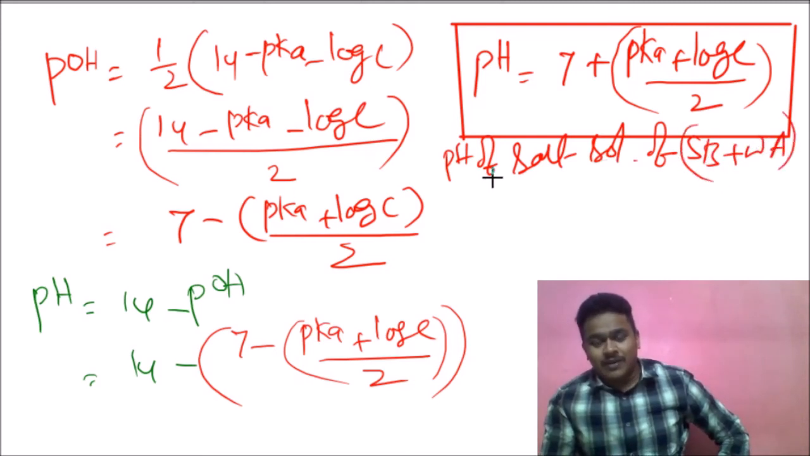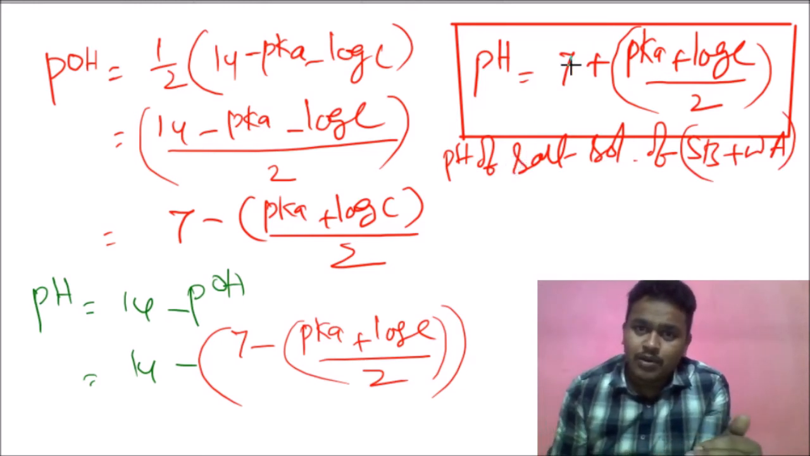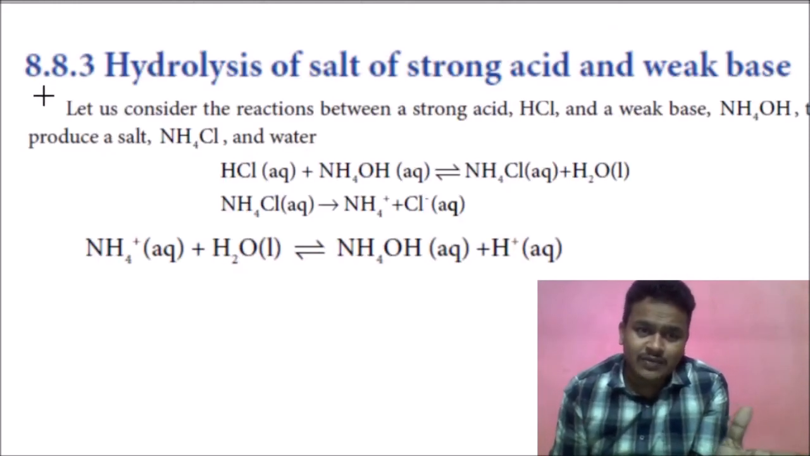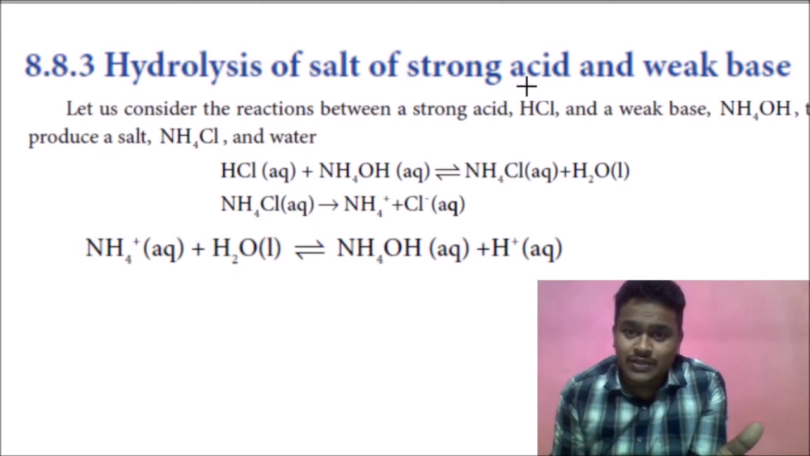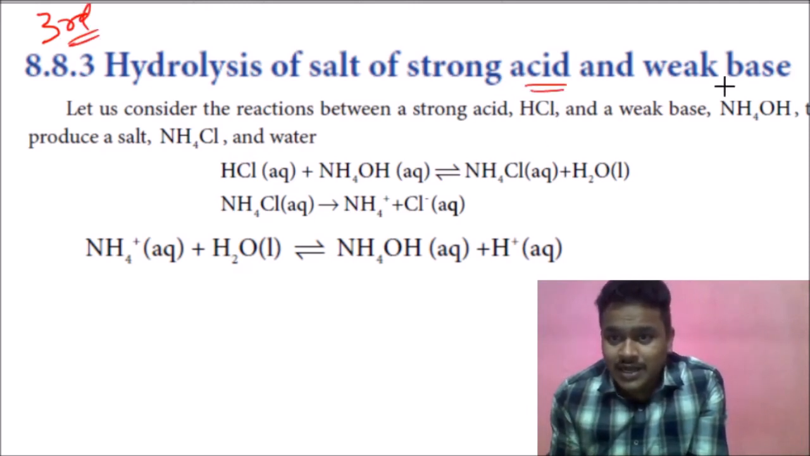This is the second one. Similarly, third type of salt is there, and fourth type of salt also is there. We will see that also. What is the next one? This is the next one. Hydrolysis of salt of strong acid and weak base. This is the third type.